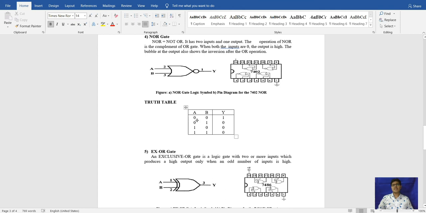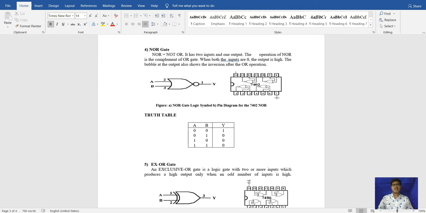In case 1, when we give 0 and 0, it will show 1. 0 and 1, it will show 0. 1 and 0, it will show 0. And 1 and 1, it will show 0. Now we will see the circuit of the NOR gate.